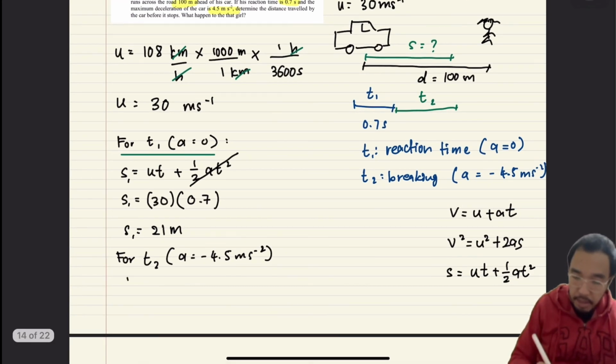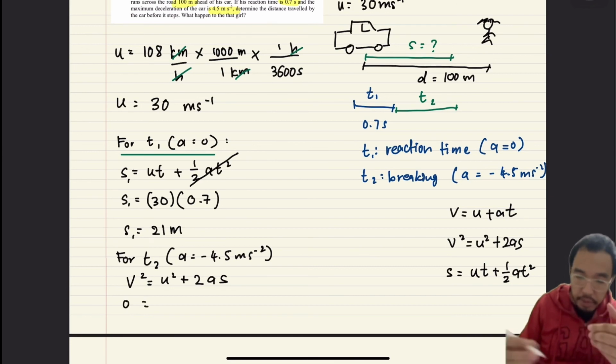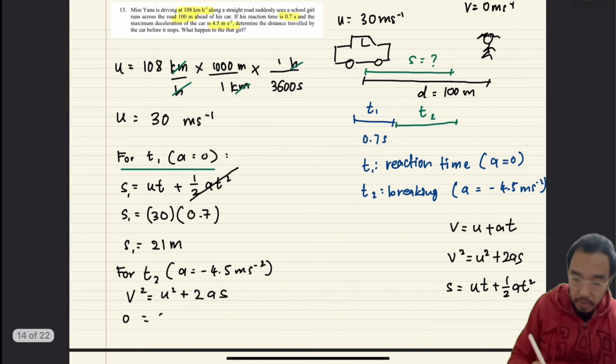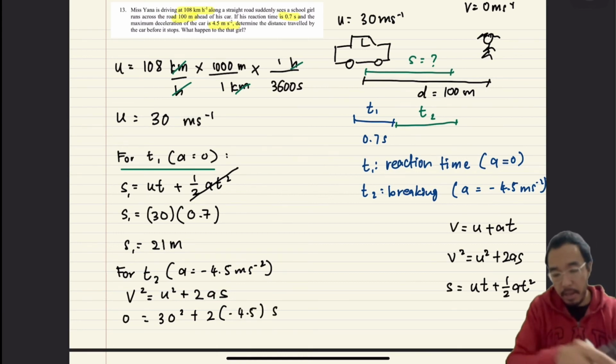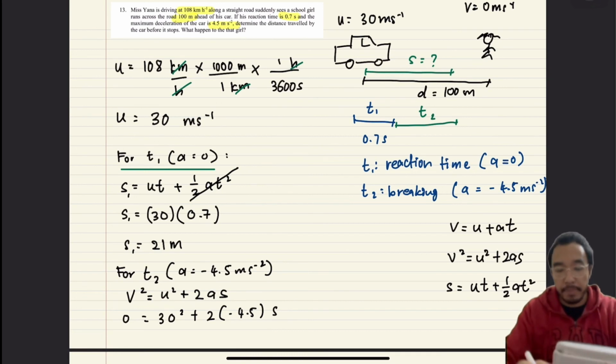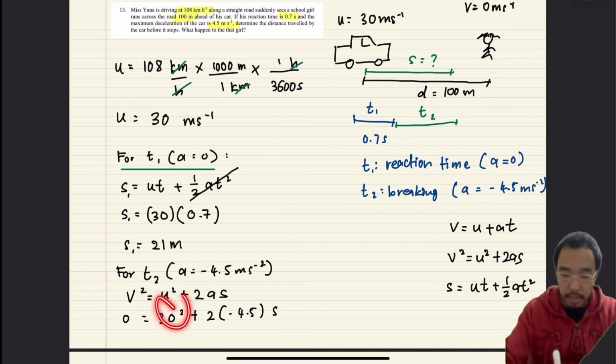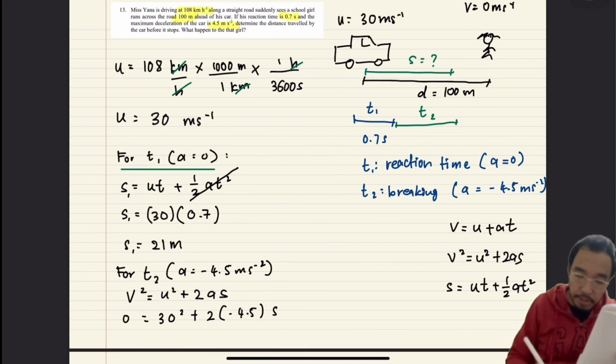Can we have some more space down here? Okay, V square is equal to 0 because eventually the car will stop. U is 30 square plus 2 times negative 4.5 times S, to find the S. So I'm going to have 30 square, and that one you will bring to the other side. So the 30 you bring to this side, so you get negative, and then negative cancels out with that one. And then you divide by 2 and divide by 4.5. I got S is equal to 100. So this one is your S2.